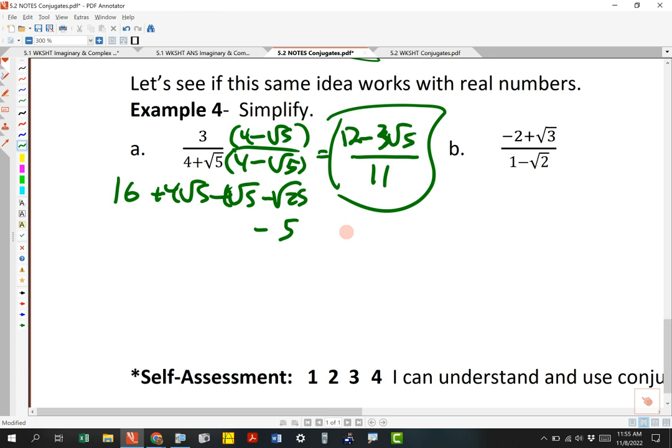Could you break that into two pieces? Absolutely, you could if you wanted to, but you don't have to. The two pieces would be 12 over 11 minus 3 elevenths radical 5. You could have the radical 5 on the top, on the side, wherever you want it. You just can't put it on the bottom. I like the first one better. Is that all right? Yes.